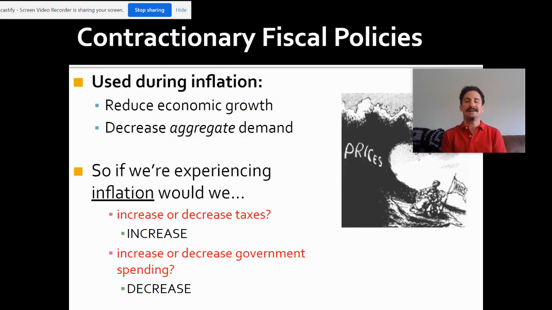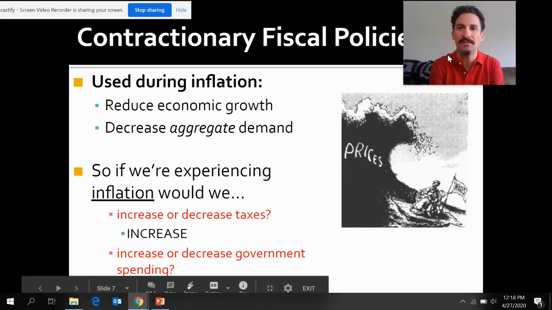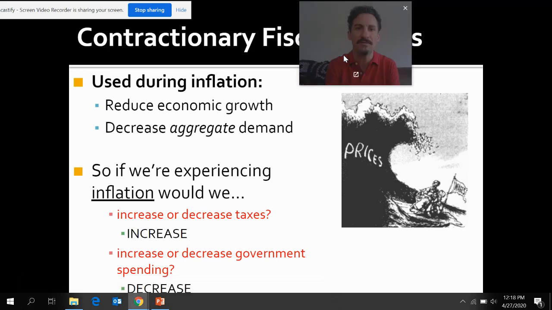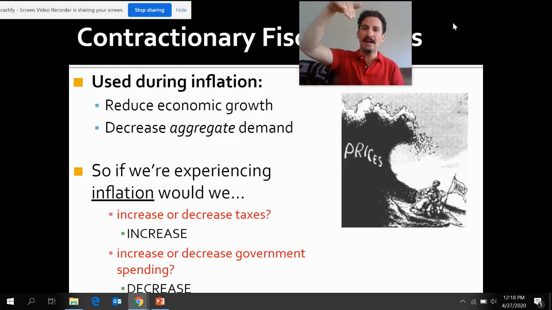All right, so what's the other one? When we start to see prices go up too high and we start to see inflation, the United States government does contractionary fiscal policies. The contractionary fiscal policies are going to try to slow down the economy because, once again, prices going up too high too fast is not good. If we go up too high too fast, we're usually going to find that we crash really hard, and that's no good. So we use this during inflation. We want to try to reduce the economic growth of our economy. We want to try to decrease the aggregate demand of our economy.